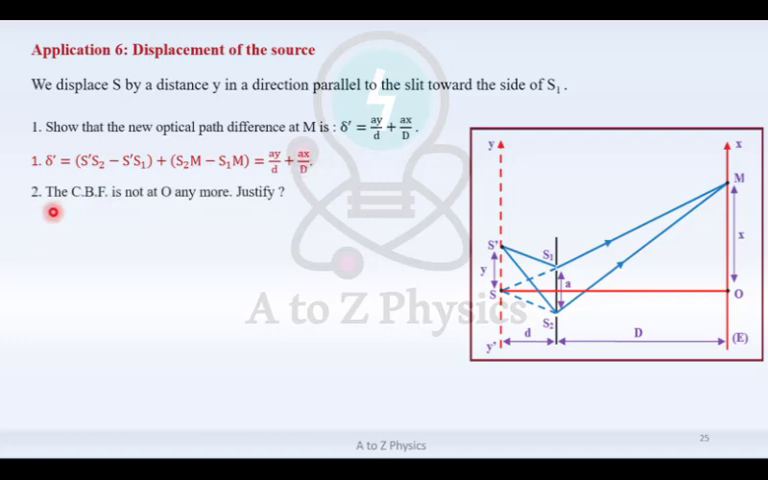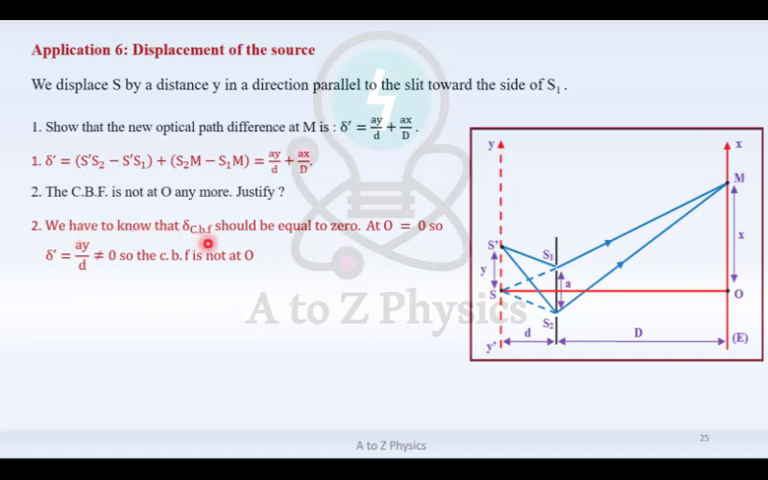Second part, the central bright fringe is not at O anymore, justify. So when we displace the source, the central bright fringe will no longer be at O. Why? We have to know that the optical path difference of the central bright fringe should always be equal to 0. At O, x equals 0. So delta prime equal ay over small d, since delta prime equal ay over small d plus ax over large D. When you substitute x equals 0, you will have delta prime equal ay over small d. And y is different from 0, so the central bright fringe is not at O.